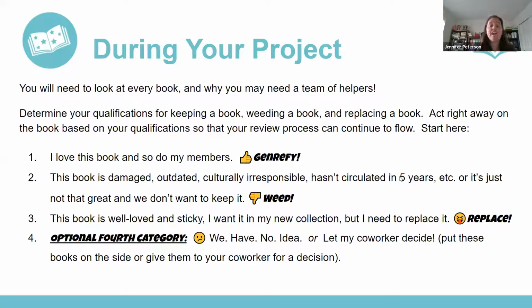An optional fourth category is we have no idea where it should go. Or I'm going to let my coworker decide because I can't decide. And so then that's where we would put those aside and say, I'm going to have my coworker look at this because I'm too attached to it. I can't figure it out, or I don't even know what this book is about because it's so out there. And so these are kind of the different categories that we used when we were making decisions.